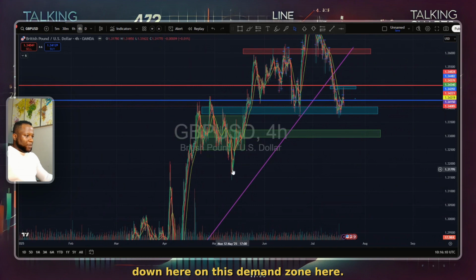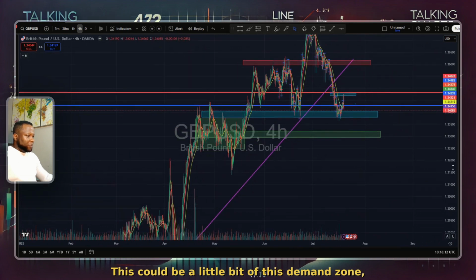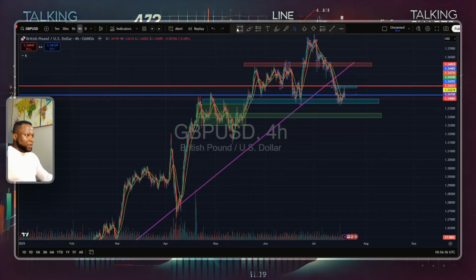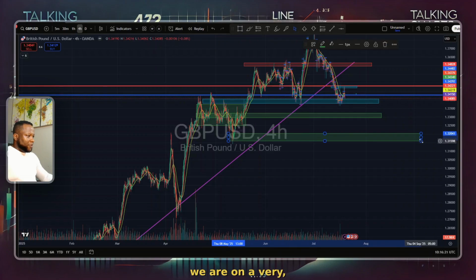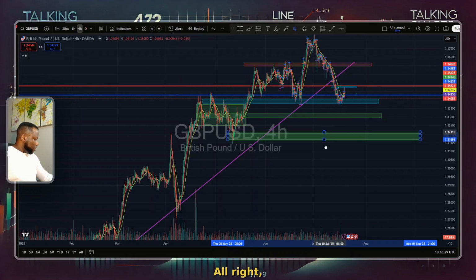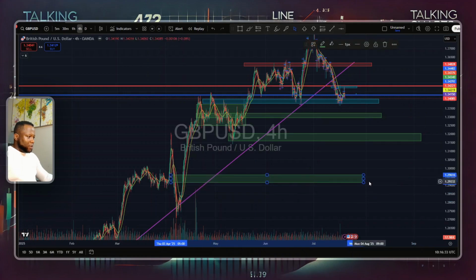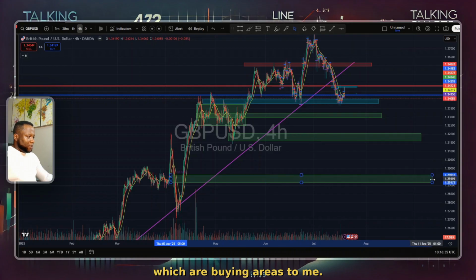Down here on this demand zone. This could be a little bit of this demand zone, but I'm not so sure. But we're looking at price all the way down here for a liquidity grab. Still, we are in a very bearish trend on the pound, and we're looking for this to dump further, so to speak. So we have these two zones on the pound, which are buy areas to me.